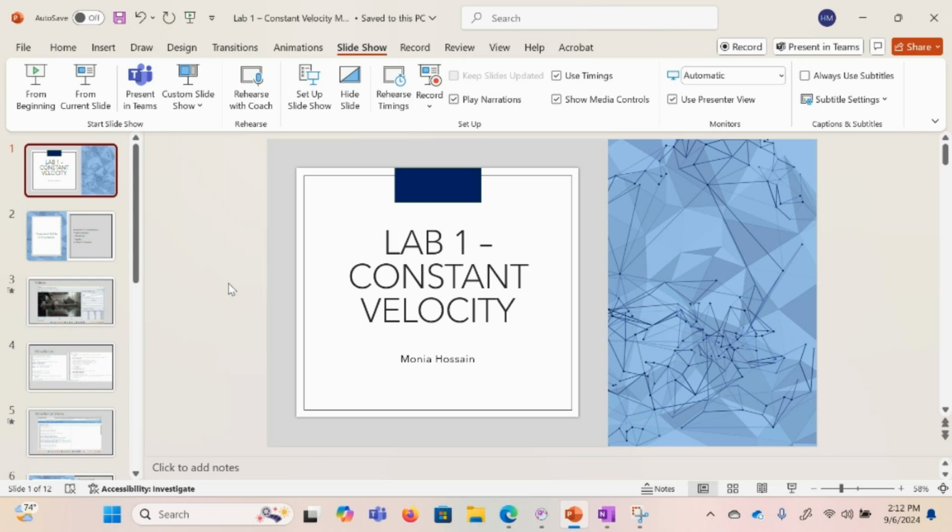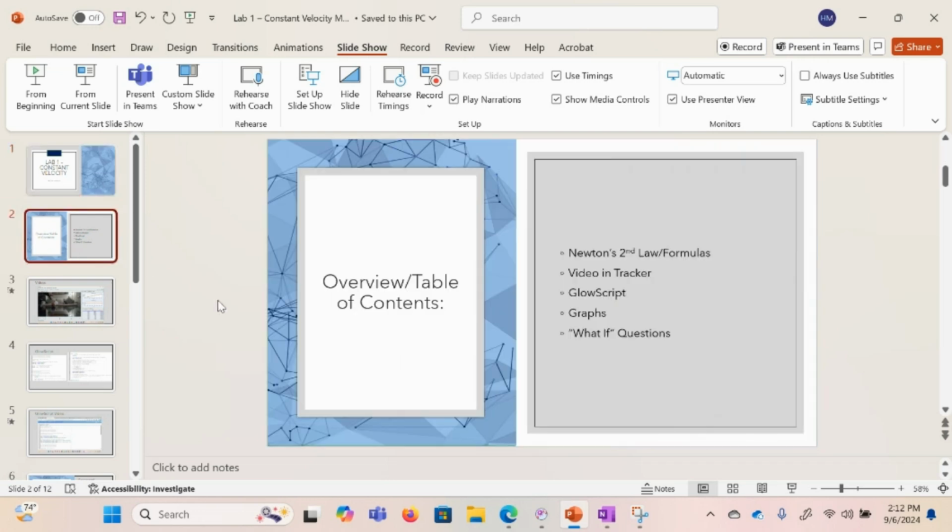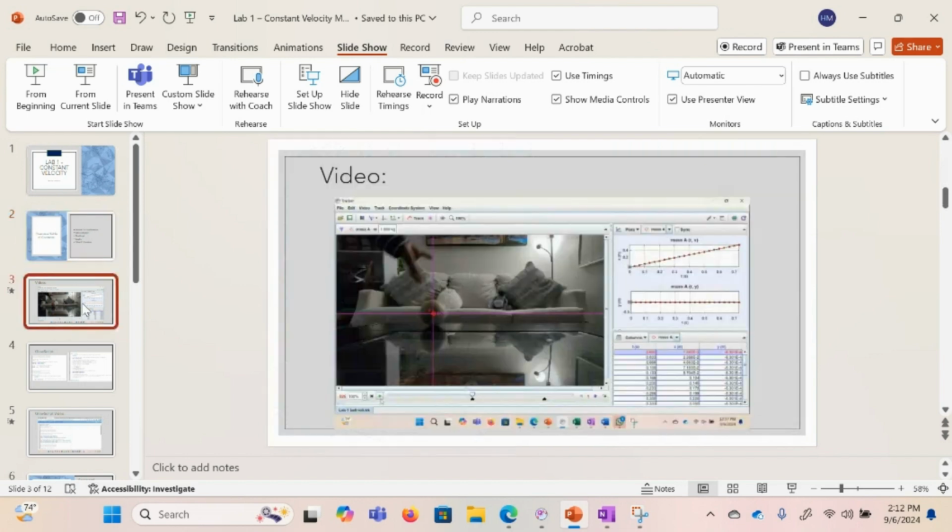This is my Lab 1 video about constant velocity motion. The objective of this video is to compare the observed positions of an object in constant velocity to a GlowScript model of the object's predicted positions. The object in motion is the GT foam ball.